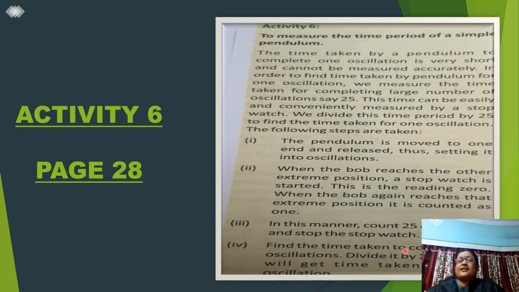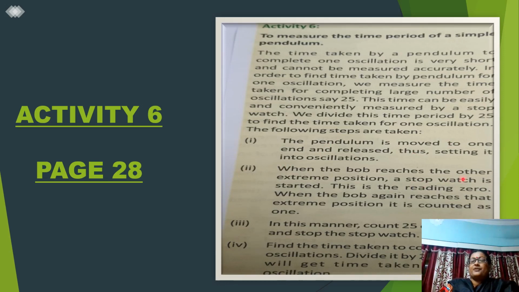एक टाइम पीरियड निकालना is difficult, so what you do is you find it for 25, all right children, and then you divide it by 25 to give us the accurate number required for that one oscillation time period. Clear? Now let's read the steps that are given. First, the pendulum is moved to one end and released, thus setting it into oscillation. That is, we take it from the mean position to the extreme and we release it so that it starts oscillating.